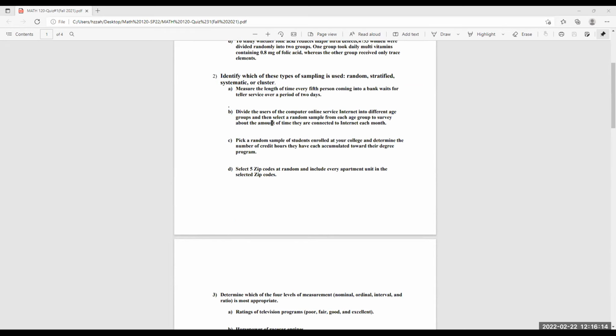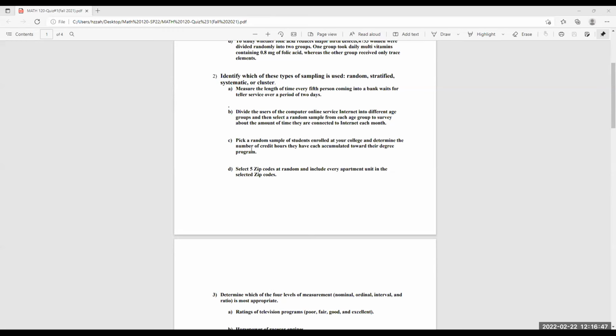You see, divide the users of a computer online service into different age groups and then select a random sample from each age group for surveying. Since you divide them into different groups, but you pick some from each of the categories, it's stratified. Okay, so that's the stratified, the second part.